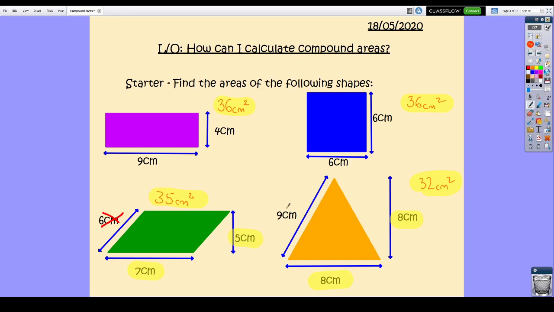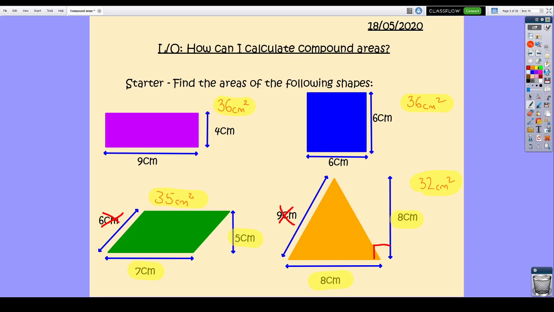Again, you don't need this diagonal line of 9 centimetres. It's base and height that have to be at right angles to each other that you need for the area of a triangle. So if you need any more help with those, then let me know so I can give you some support work on those basic shapes, because otherwise we're going to be using some of those later on in the lesson.